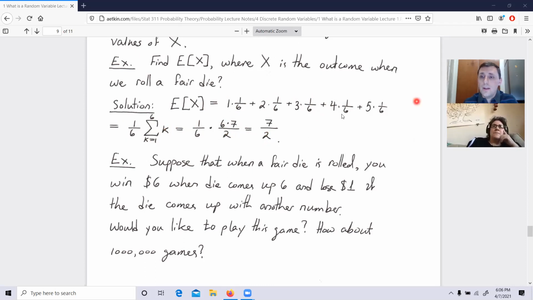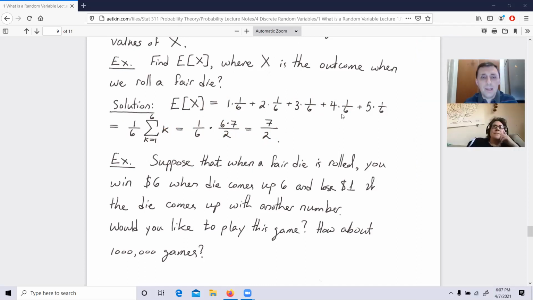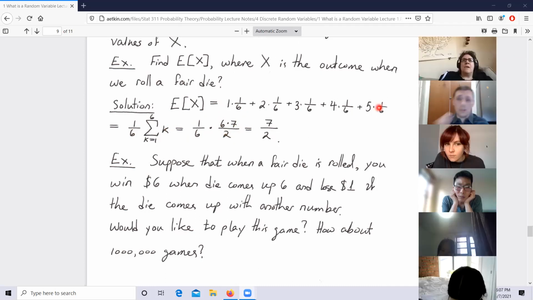Good? Now, here is a question, guys. I'm going to offer you this game. Not adding 6 over 1/6? What do you mean? I just factored 1/6 out of the summation. I calculated the sum of k, that's 6 times 7 over 2. And then when I multiply by 1 over 6, I cross out the 6. So I'm just left with 7 over 2, or some people wrote 3.5. Good?